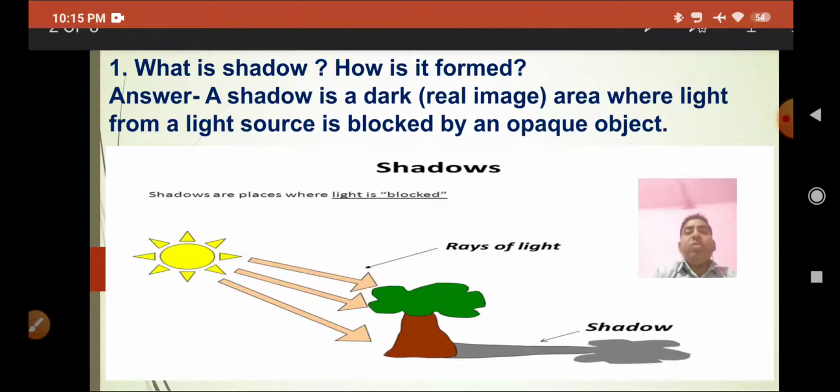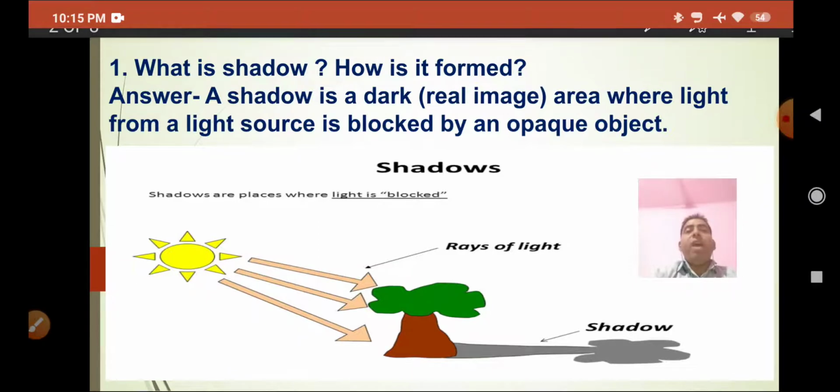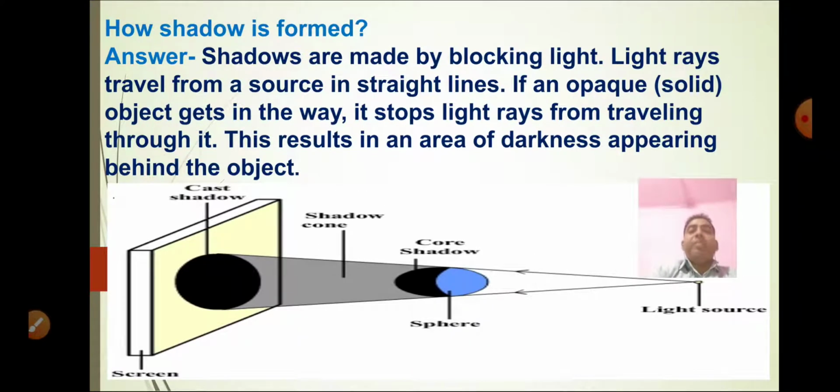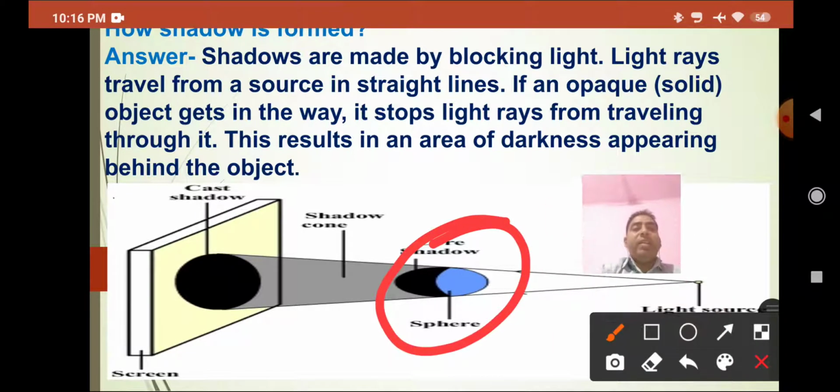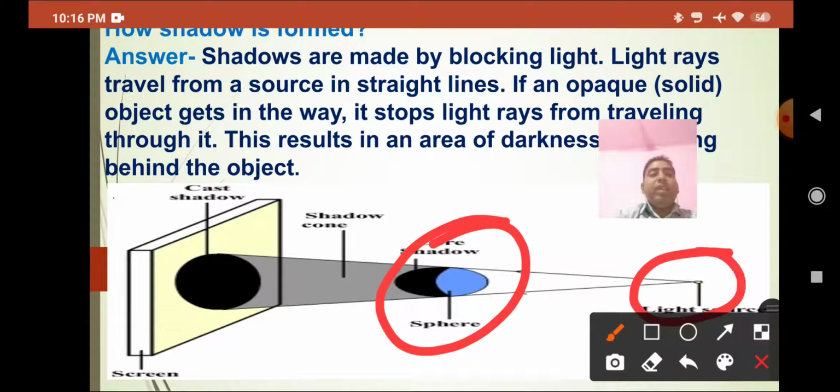Now the next question is, how is it formed? Shadows are made by blocking light. Light rays travel from the source in a straight line. If an opaque or solid object gets in the way, like here, the solid object is here, and the source of light is here, and it blocks the light. This is the screen on which the shadow is formed.